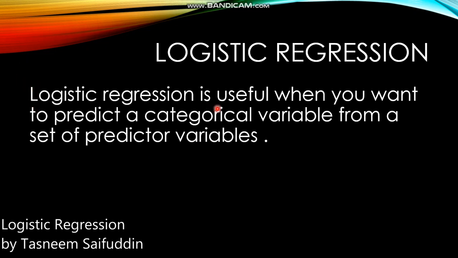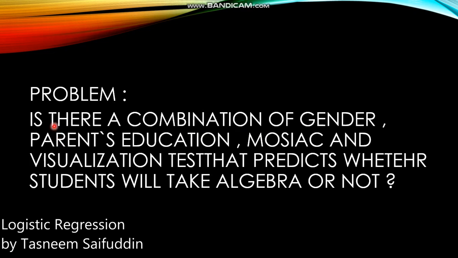Logistic regression is useful when you want to predict a categorical variable from a set of predictor variables. Today we are going to perform a problem: is there a combination of gender, parents' education, mosaic and visualization test that predicts whether students will take algebra or not? It means that we have a combination of the predictor variables, that is gender, parents' education, mosaic and visualization test, and we have the dependent variable, that is algebra, whether the students will take algebra or not.